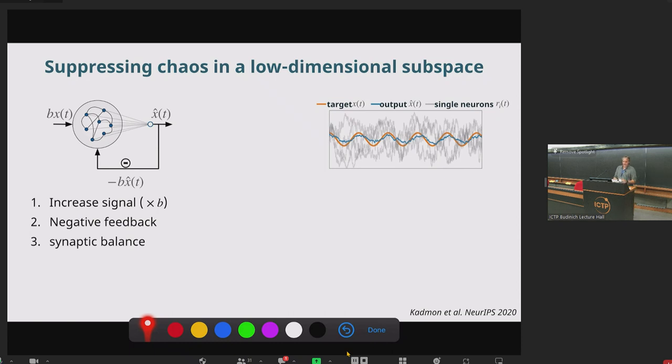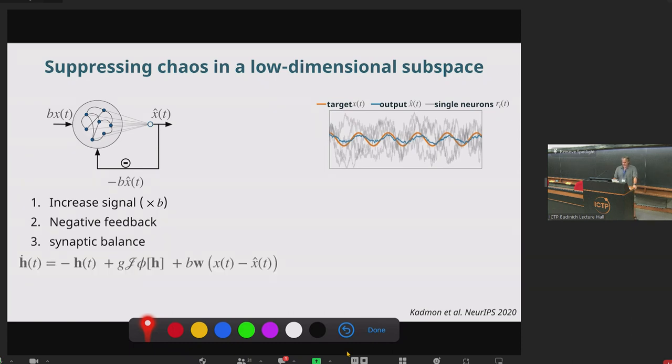An easy solution is basically to take the output and send it back into the input, so it cancels this strong input. This needs some synaptic balance, and I'm not going to go into the details of how it comes about. Basically, synaptic balance means that the input into each neuron, the feedforward input and the recurrent input, balance and cancel out. So overall, the neuron does not increase its firing rate.